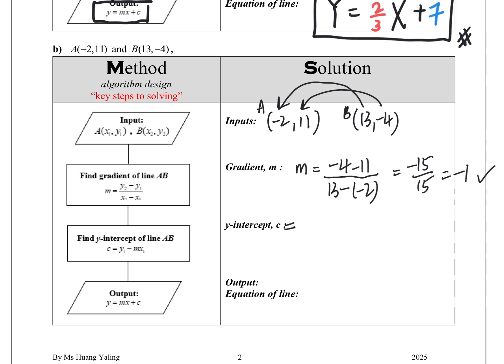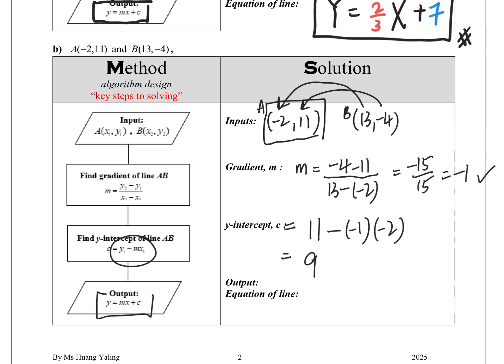Y-intercept, you need to choose one of the x coordinate. Let's say you choose this. So they say y minus mx. So you press calculator 9. Right? You all check your calculation. Correct? Okay, so the equation is this.